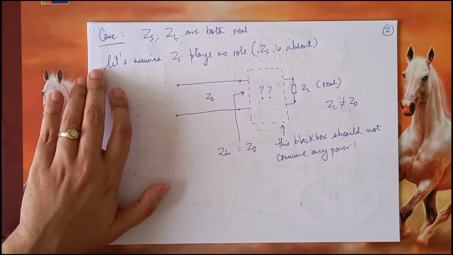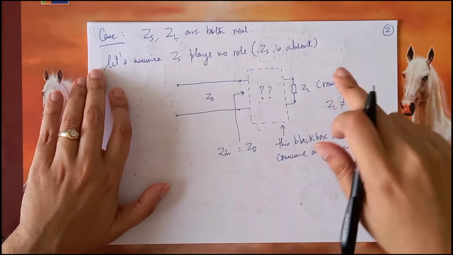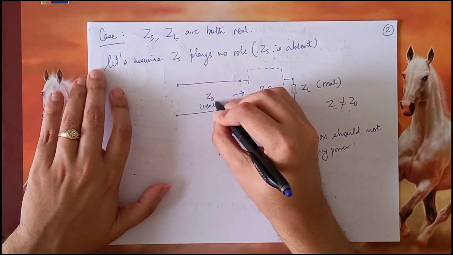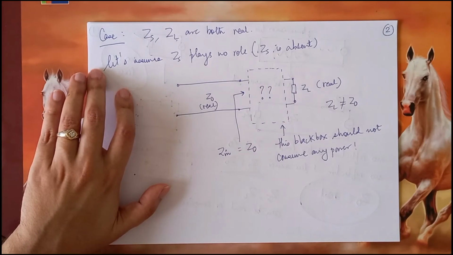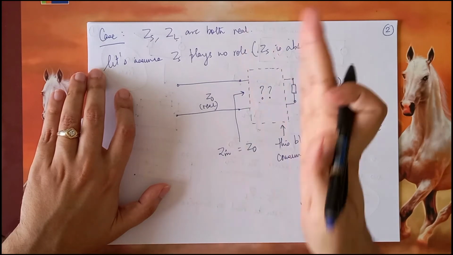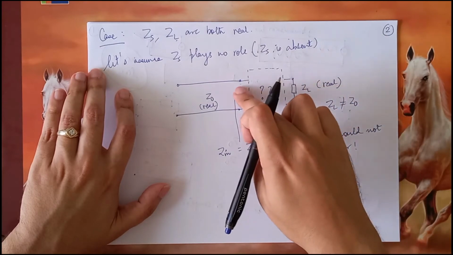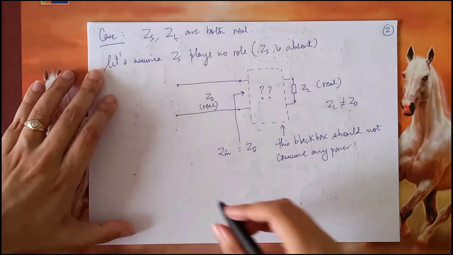So what kind of elements can we keep? We know that Z0 is real and ZL is real. I had just used one term a few minutes back, that is, this black box takes this ZL and transforms it into an impedance equal to Z0. So what are the elements that we know that can transform impedance? It's a transmission line.